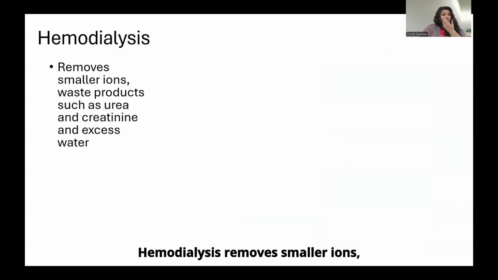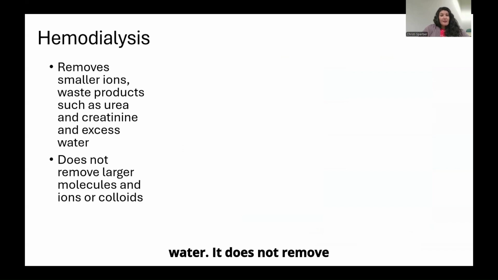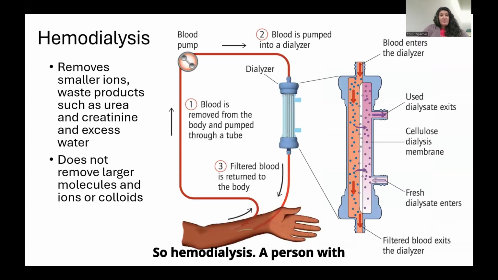Hemodialysis removes smaller ions, waste products such as urea and creatinine, and excess water. It does not remove larger molecules, and ions are colloids. A person with less than 15% kidney function must undergo hemodialysis. It's typically a 5-hour treatment that occurs 3 times a week, and they have to do this until they can get a new kidney.